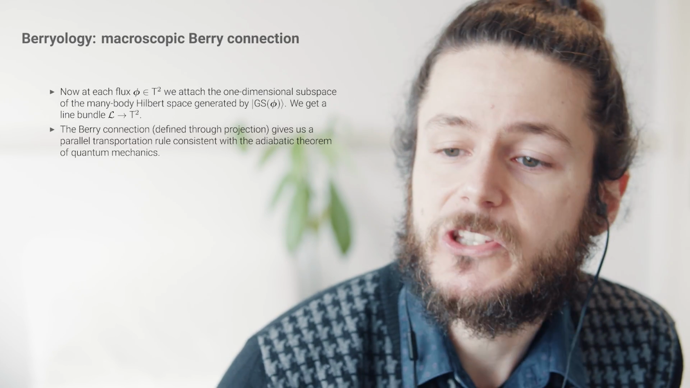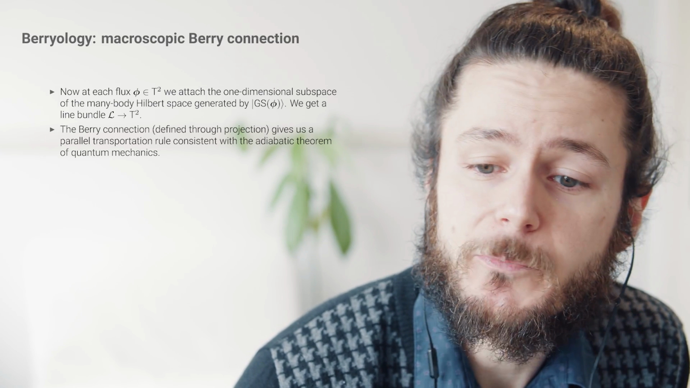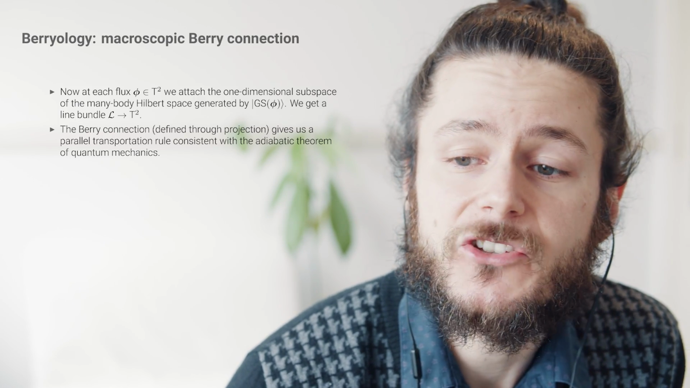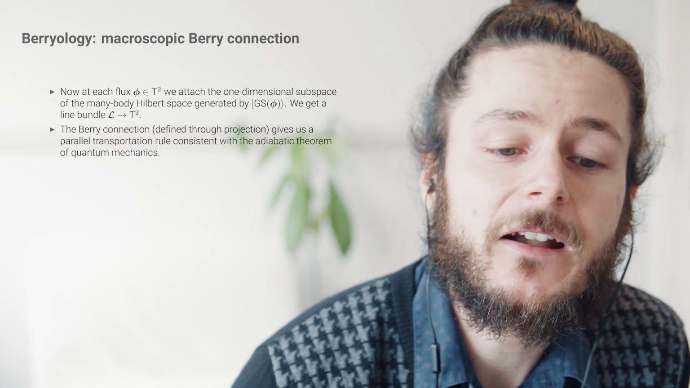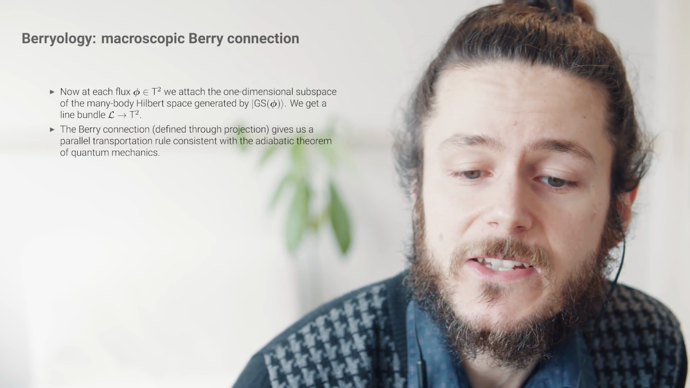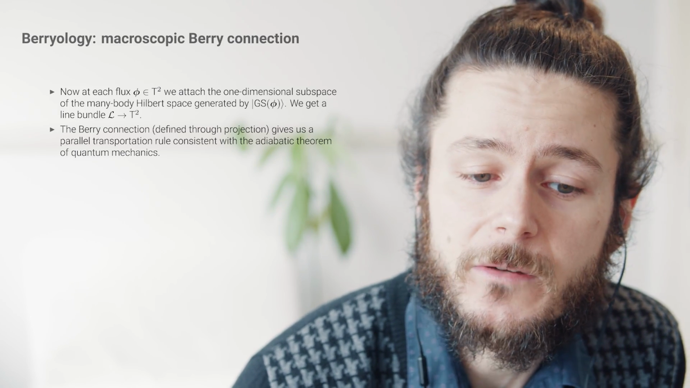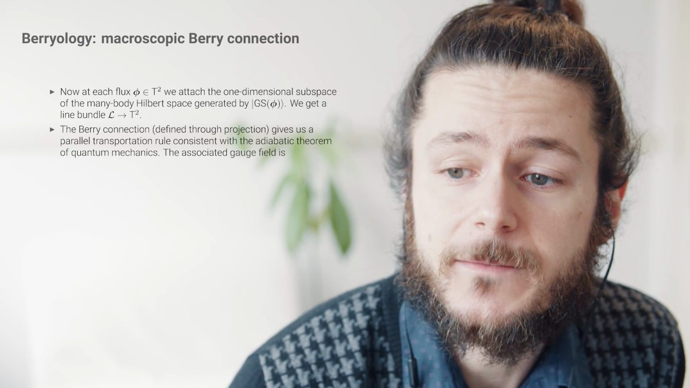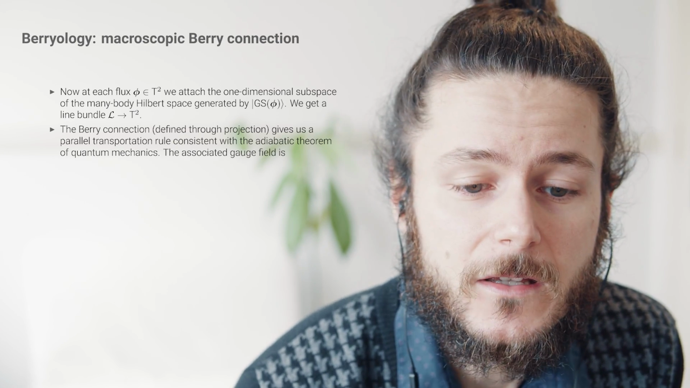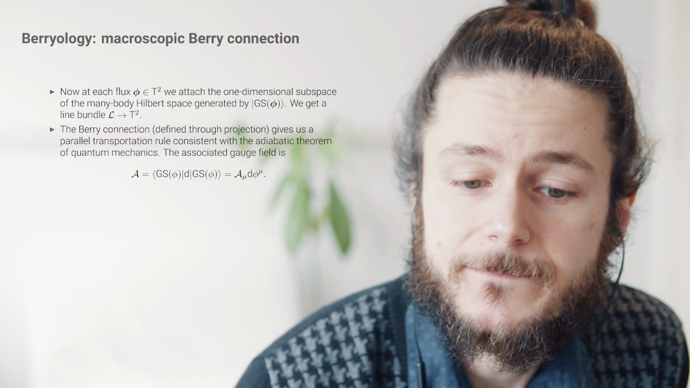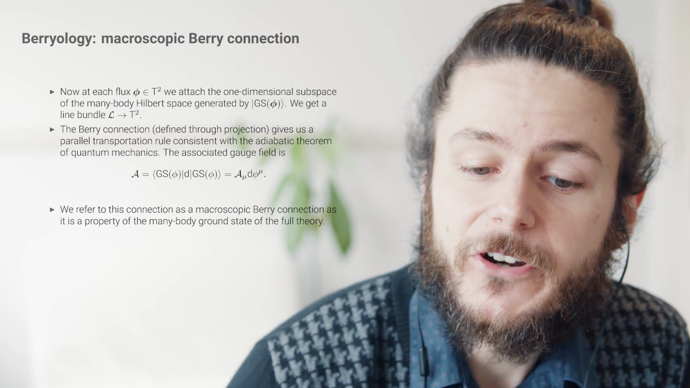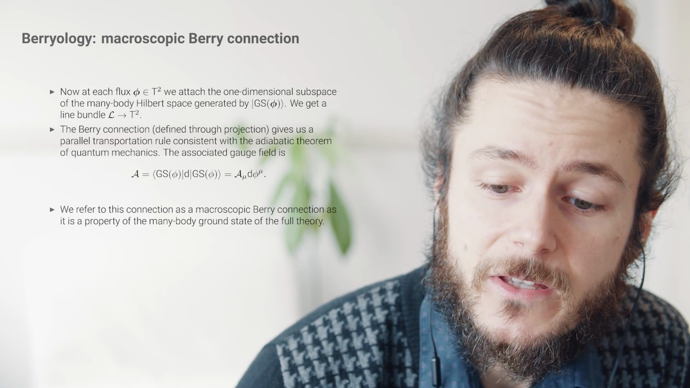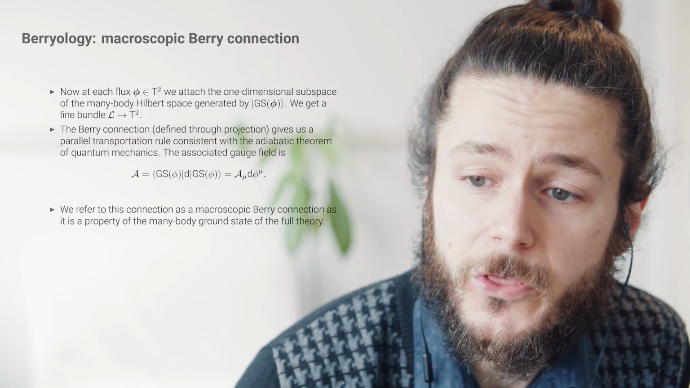The Berry connection, which is defined as before through projection, but now with respect to the ground state GS(phi), gives us a parallel transportation rule which is consistent with the adiabatic theorem of quantum mechanics. Now, the associated macroscopic gauge field is given like that. We refer to this connection as a macroscopic Berry connection because it is a property of the many-body ground state of the full theory.